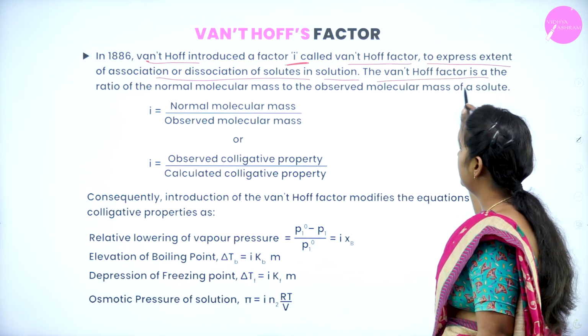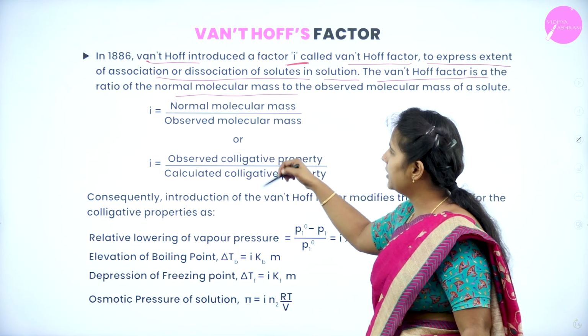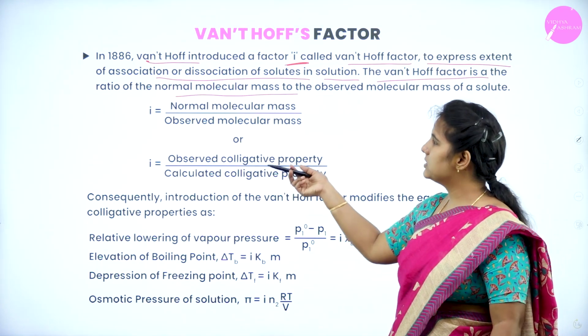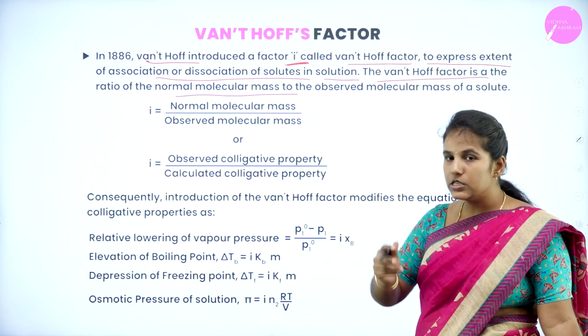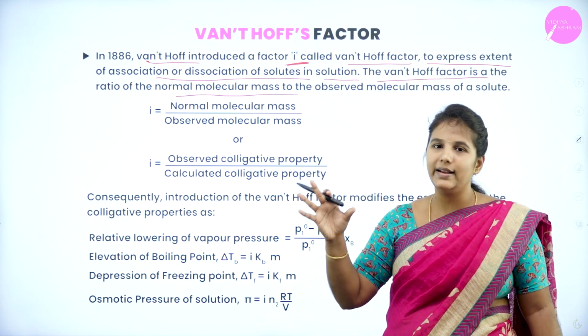So the van't Hoff factor is the ratio of the normal molecular mass divided by the abnormal, or observed, molecular mass. So the van't Hoff factor is nothing but the ratio of the normal molecular mass divided by the observed molecular mass. This idea was given by van't Hoff in the year 1886.